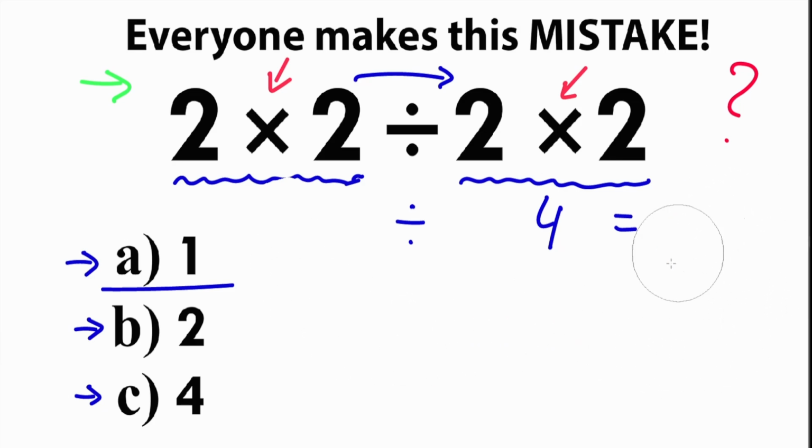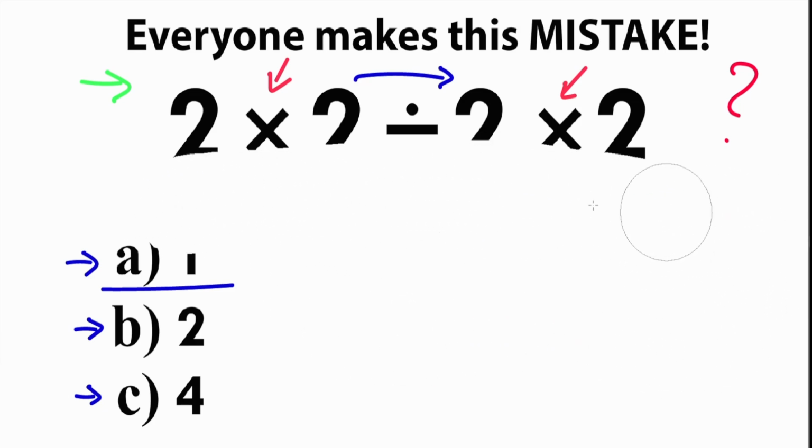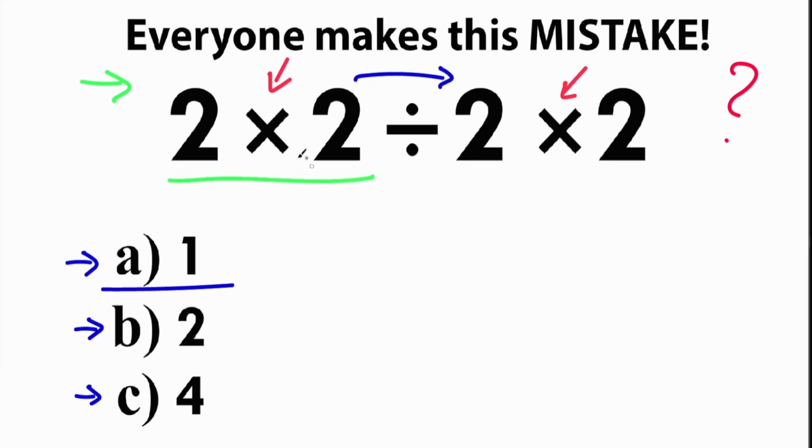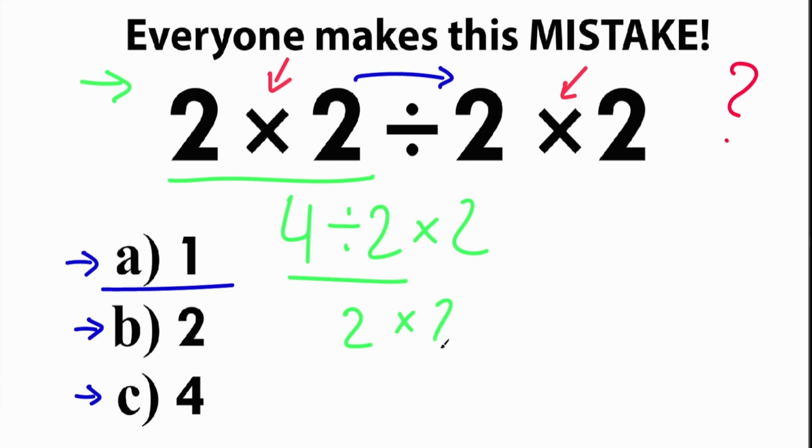So real quick, solution. So first of all, from left to right, multiplication right here we have 4. Next we have division by 2 times 2. The next thing, division right here we have 2 times 2 equal to 4. So when we solve this question according to PEMDAS, here is the correct answer.